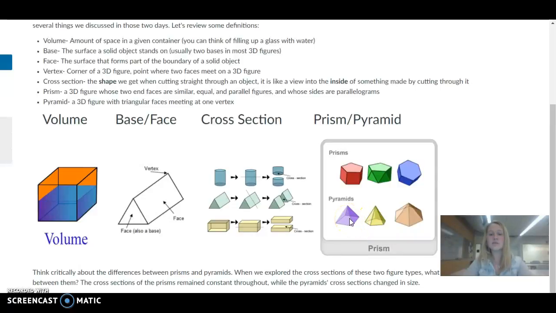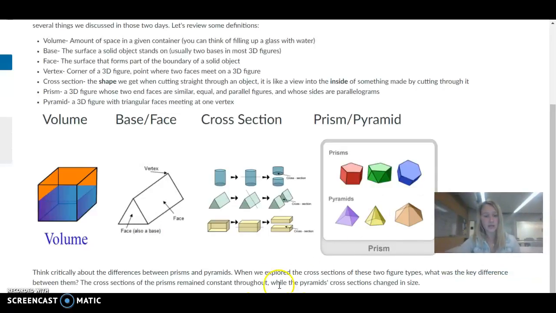So, what's important about a pyramid, the very key important distinction here, is that pyramids only have one base, and that is it. There is nothing else. So, very important key distinction. So, let's take a brief moment and reflect on the difference between pyramids and prisms.